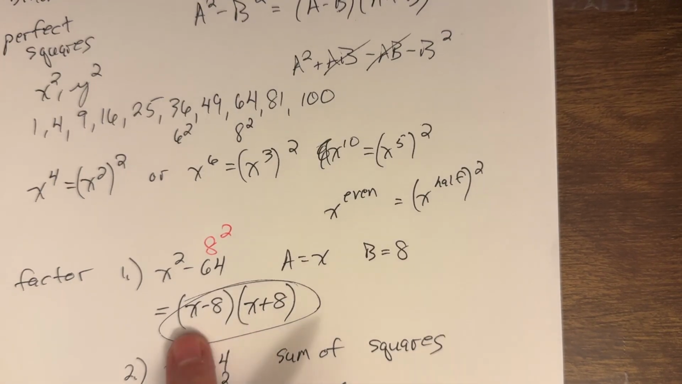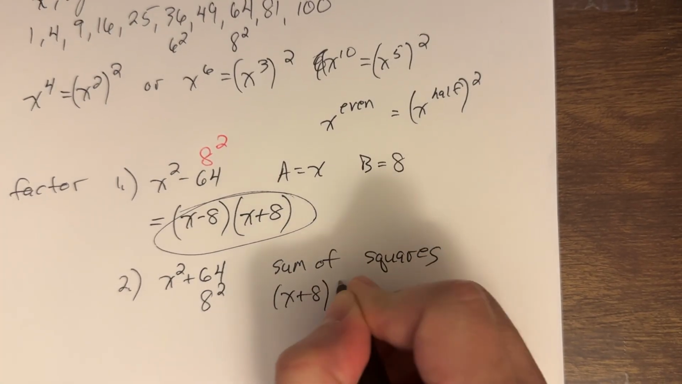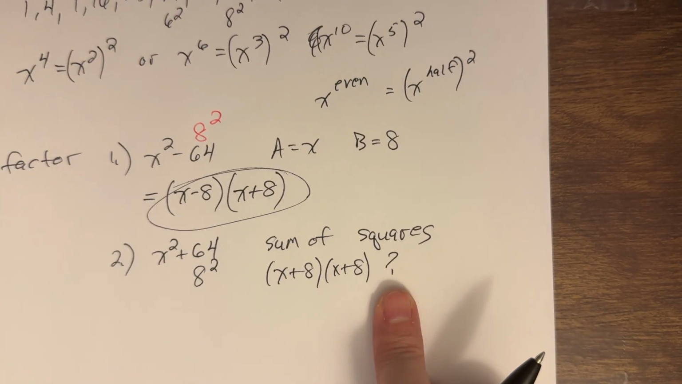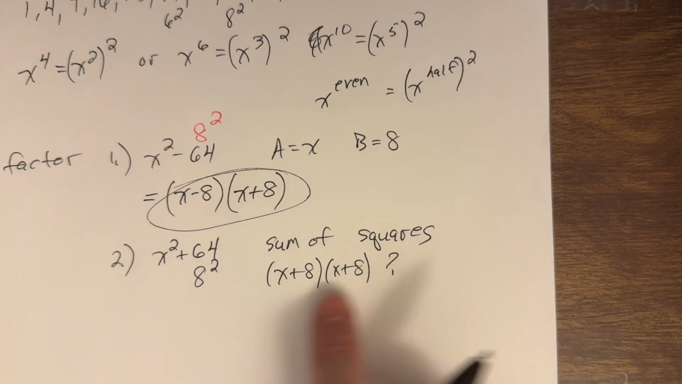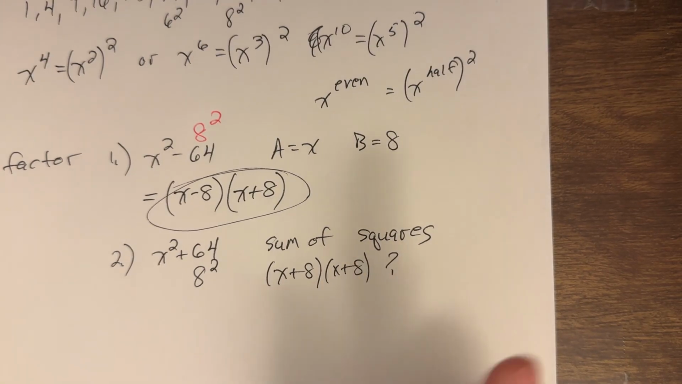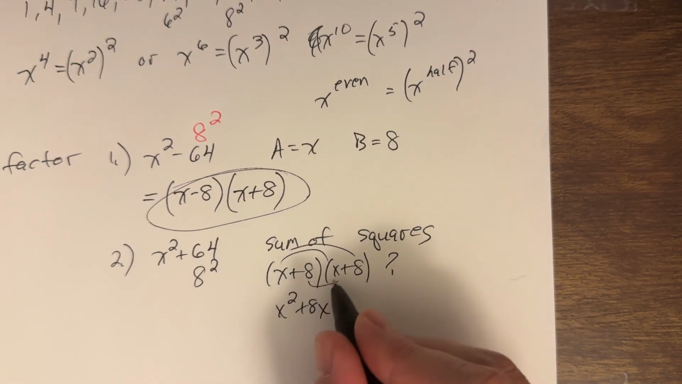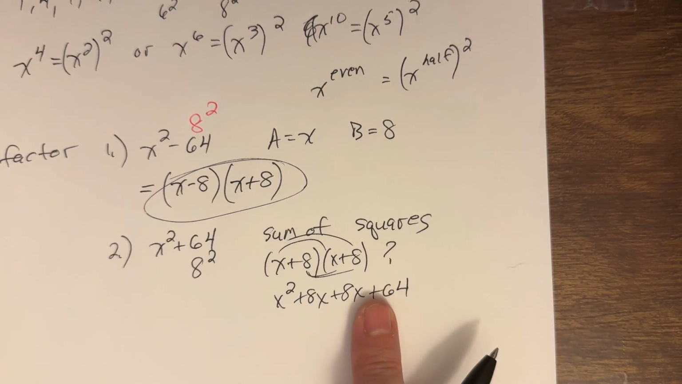If the difference of squares factors this way, won't the sum of squares factor as x plus 8 times x plus 8? And let's realize it's not true, folks. Again, it's a reasonable thought, but if I FOIL this out to check my work, well, x times x is x squared. X times 8 is 8x. Then these two, 8 times x is another 8x. 8 times 8 is 64.